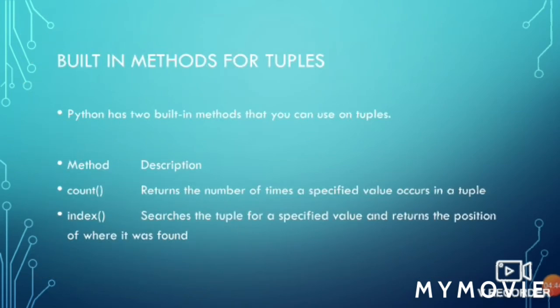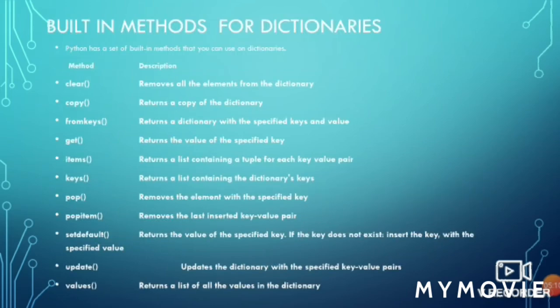Now some built-in functions for tuples. Python has 2 built-in methods that you can use on tuples most frequently. Count returns the number of times a specified value occurred in a tuple. And index searches the tuple for a specified value and returns the position of where it was found. I explained both earlier while I was teaching you tuples. We have already discussed it, we are revising now.